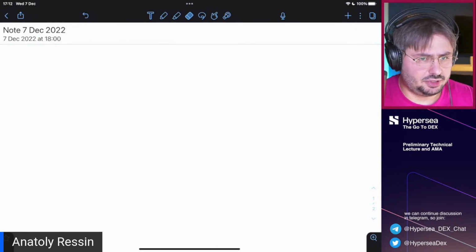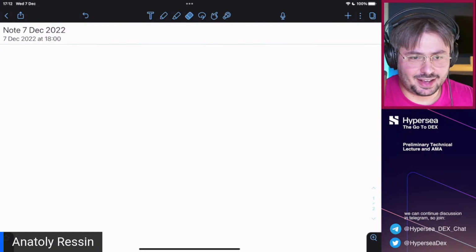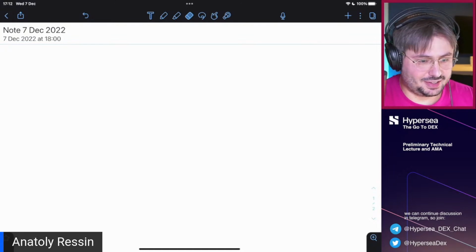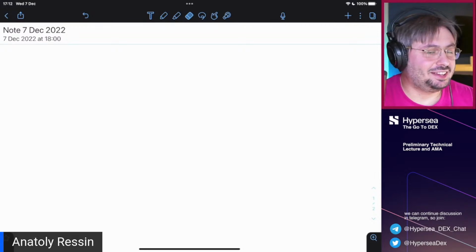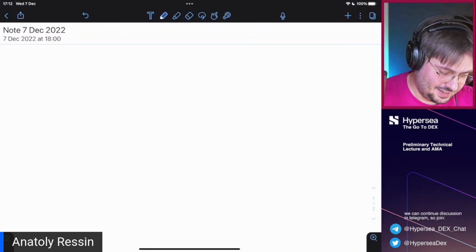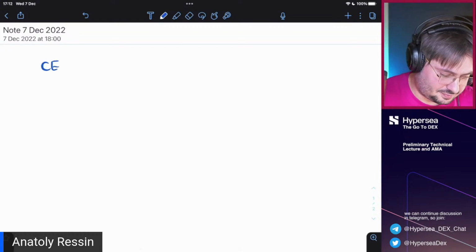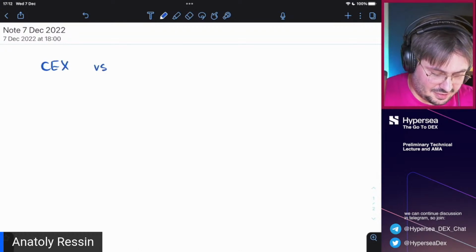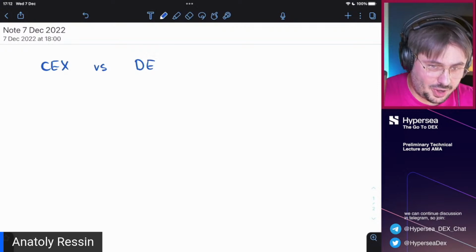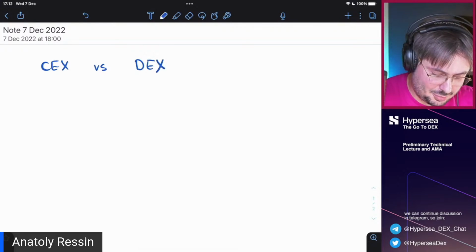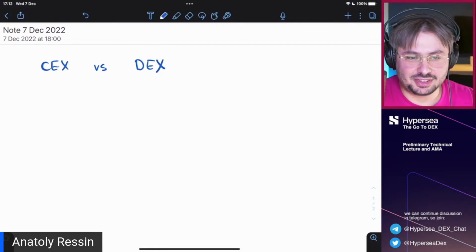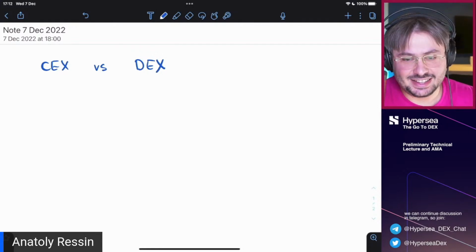Probably everybody here has an account in some standard centralized exchange, and I would say that it is interesting that the question between, so how to choose the CEX or the DEX.